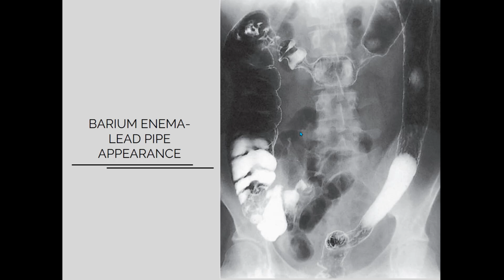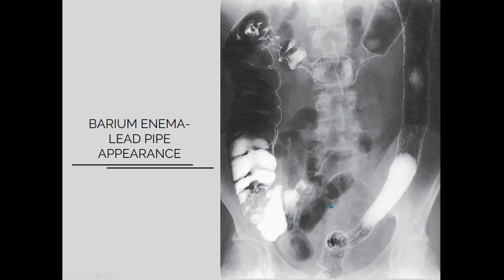This is barium enema. How can you say that it is barium enema? Because you can see the rectum and the sigmoid and the descending colon, transverse colon, ascending colon and the caecal cup. Okay, so this is basically barium enema.